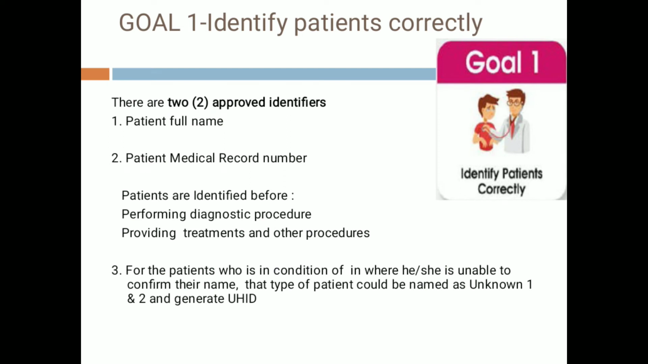Goal 1. Identify patients correctly. There are 2 approved identifiers: patient full name and patient medical record number or UHID number. Patients are identified before performing diagnostic procedures and providing treatments and other procedures. For patients who are unable to confirm their name, that type of patient could be named as unknown 1 and 2 and a UHID generated.